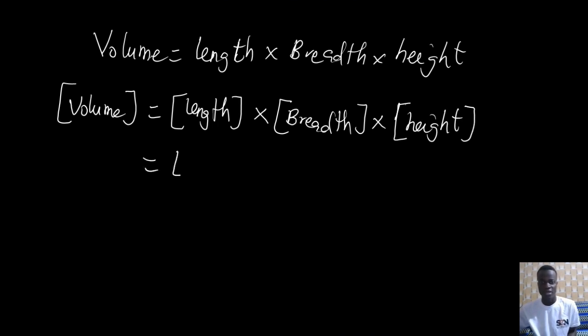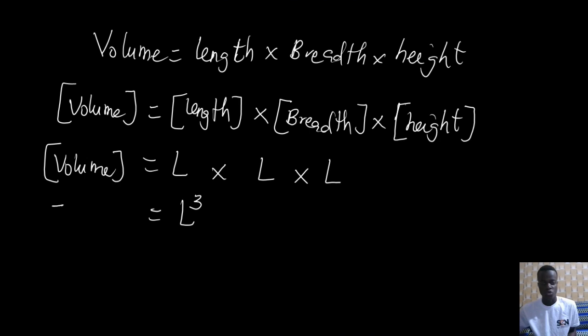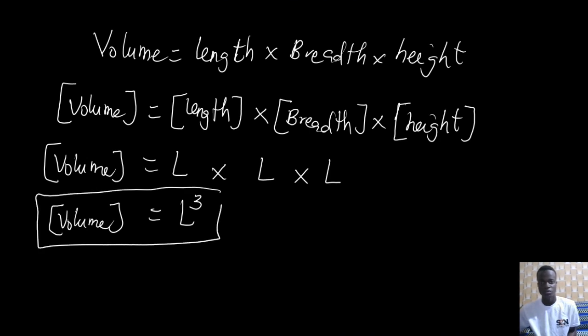So length is capital L, right? Times breadth is also capital L, and height is also capital L, because they are all separations, and all separations are like length. So the dimension analysis of volume is equal to this. Then L times L times L, by indices, is L cube. So we know the dimension analysis of area, which is L squared, and the dimension analysis of volume, which is L cube.